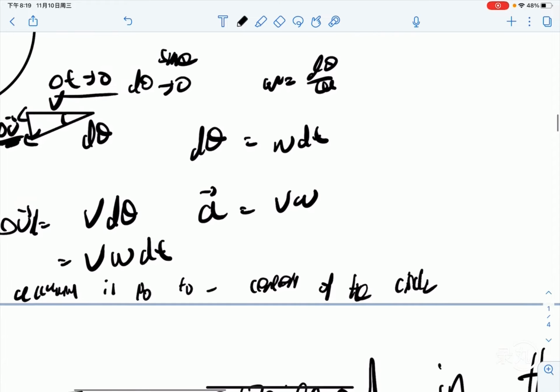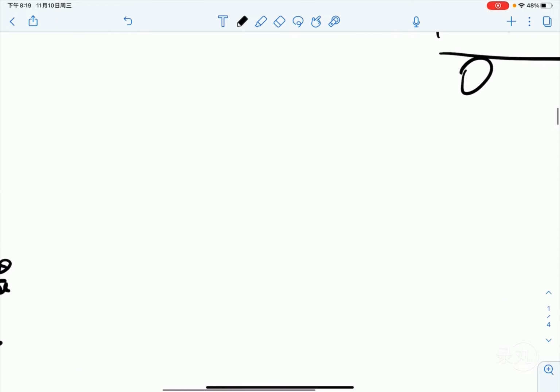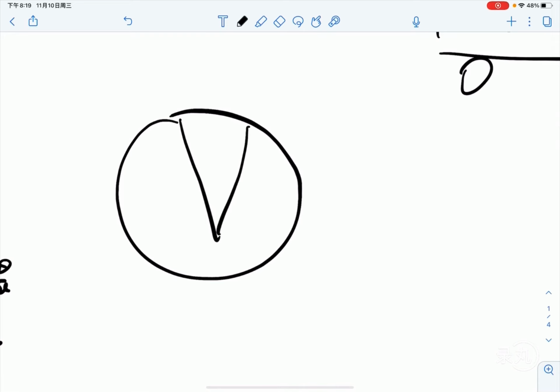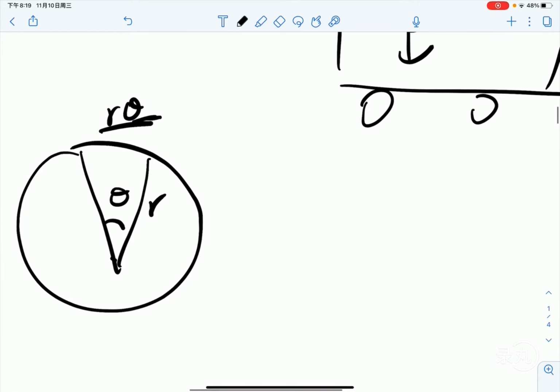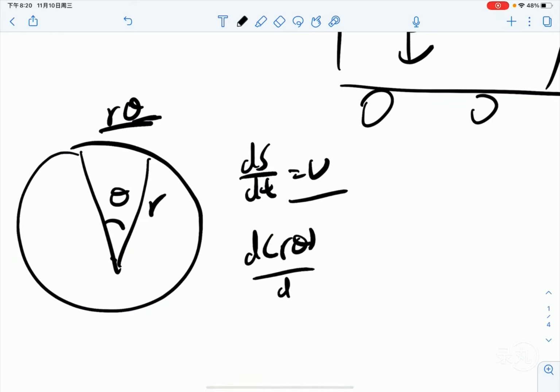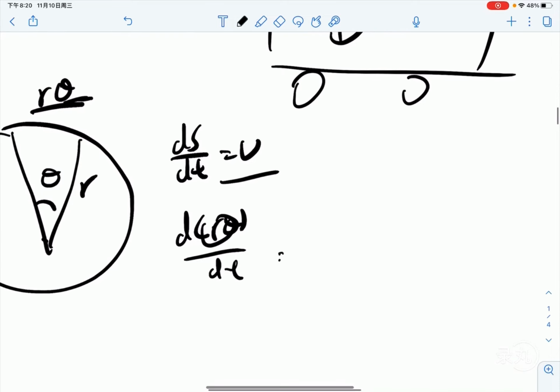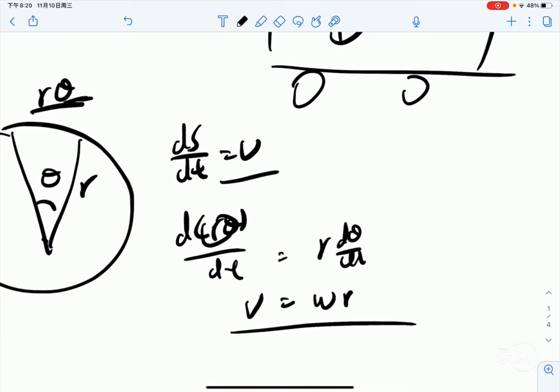And we know that the way you find arc length is just times the radius by theta. And so you know that ds dt is basically the velocity, and this can be expanded out as d r theta dt, and we know that the radius is constant in this case, so basically it is equal to r d theta dt. So the velocity at this point is basically W r, like the magnitude.